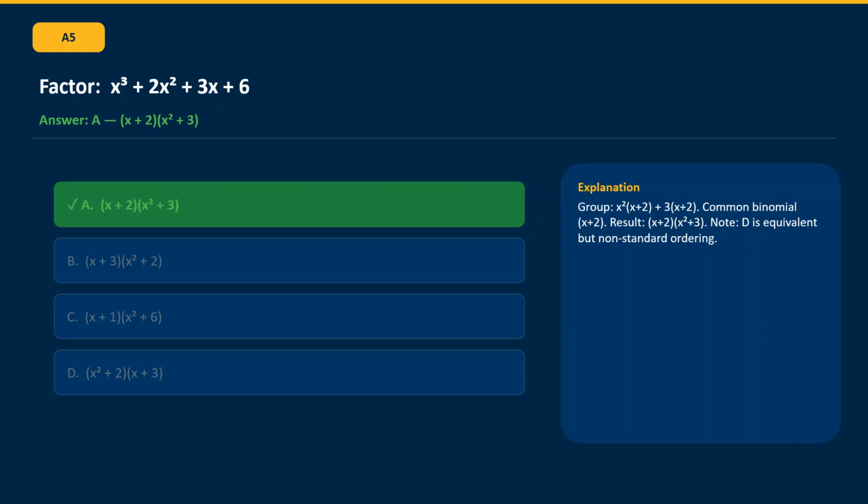Pair the first two terms and the last two terms. From x cubed plus 2x squared, pull out x squared to get x squared times x plus 2. From 3x plus 6, pull out 3 to get 3 times x plus 2. Both pairs share the binomial x plus 2. Factor it out to get x plus 2 times x squared plus 3.